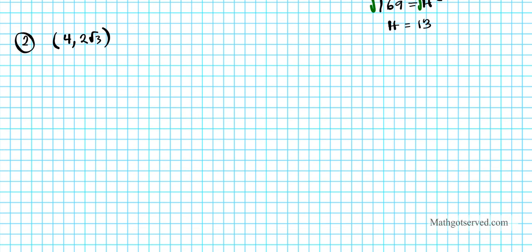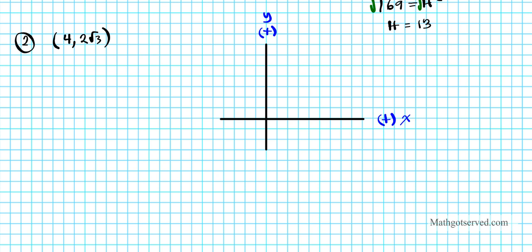So first thing I'm going to do is make a sketch of the situation. So where's the point? 4 and 2 root 3, they're both positive, so it's going to be in quadrant 1. We know that this is my positive y, and this is my positive x.